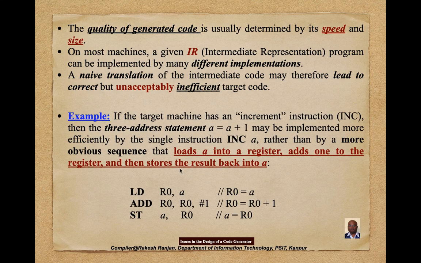For example, if we want to have an INC, that is the increment, a = a + 1, then we need to write like this: load r0 comma a, r0 equal to r0 plus 1, and store a comma r0. So here is one of the examples for the increment part.